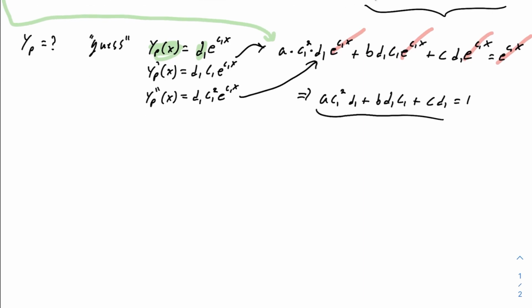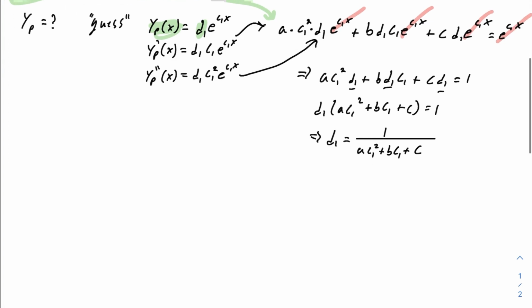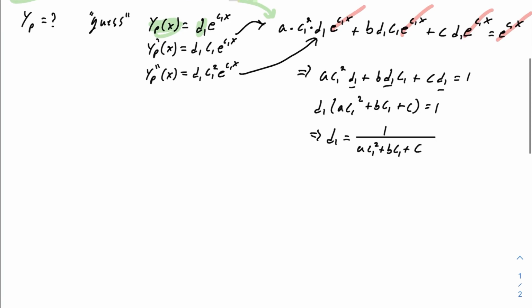So in this equation, in order to solve for d1, we're going to say that d1 is there, there, and there, so we can just pull it out. So d1 equals, I guess we could do the algebra, a c1 squared plus b c1 plus c equals 1, which then goes to d1 is just equal to 1 over a c1 squared plus b c1 plus c. Sweet. So we found our particular solution.